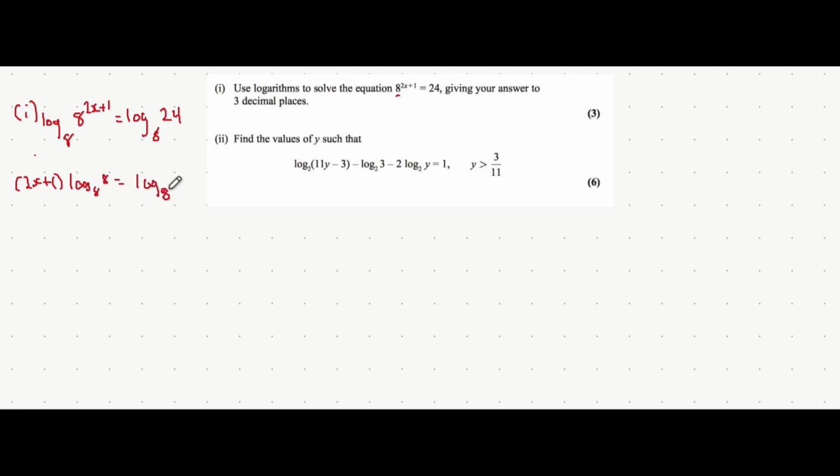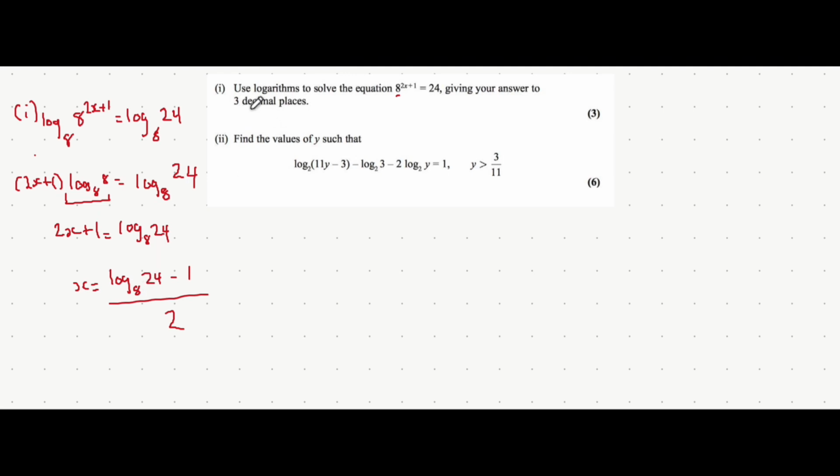of 24. Now, the reason I chose log base 8 is because log base 8 of 8 is just 1, meaning 2x plus 1 all multiplied by 1, which is just 2x plus 1, would be equal to all of this, log base 8 of 24. From here, you can just find the value of x by rearranging. So subtract 1 from both sides and divide both sides by 2 to get x equals log base 8 of 24, all take away 1, divided by 2.